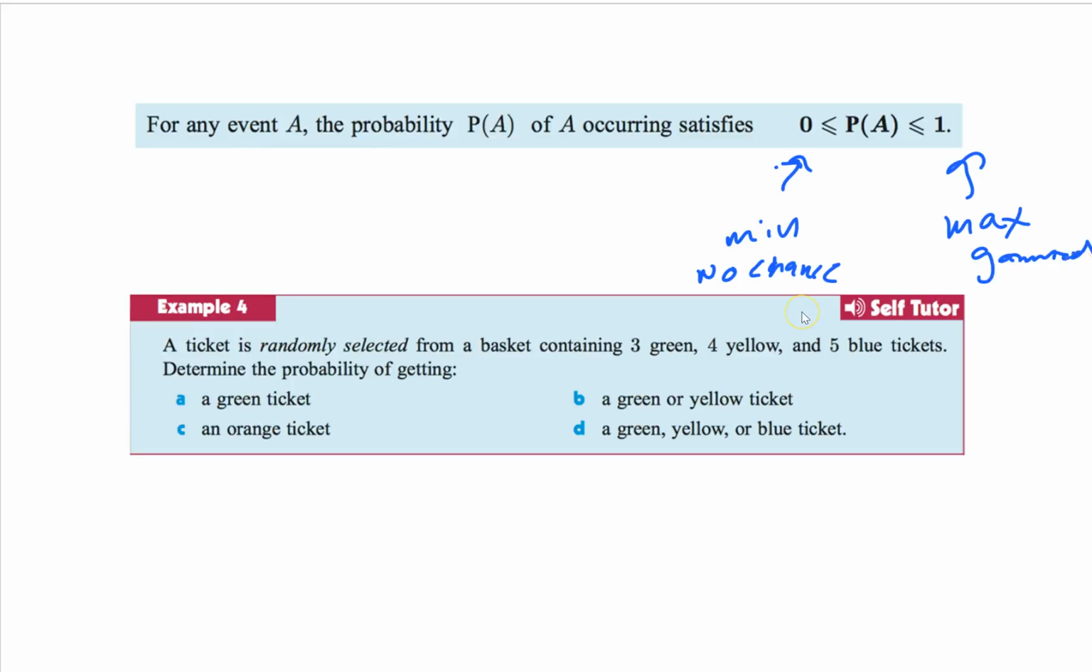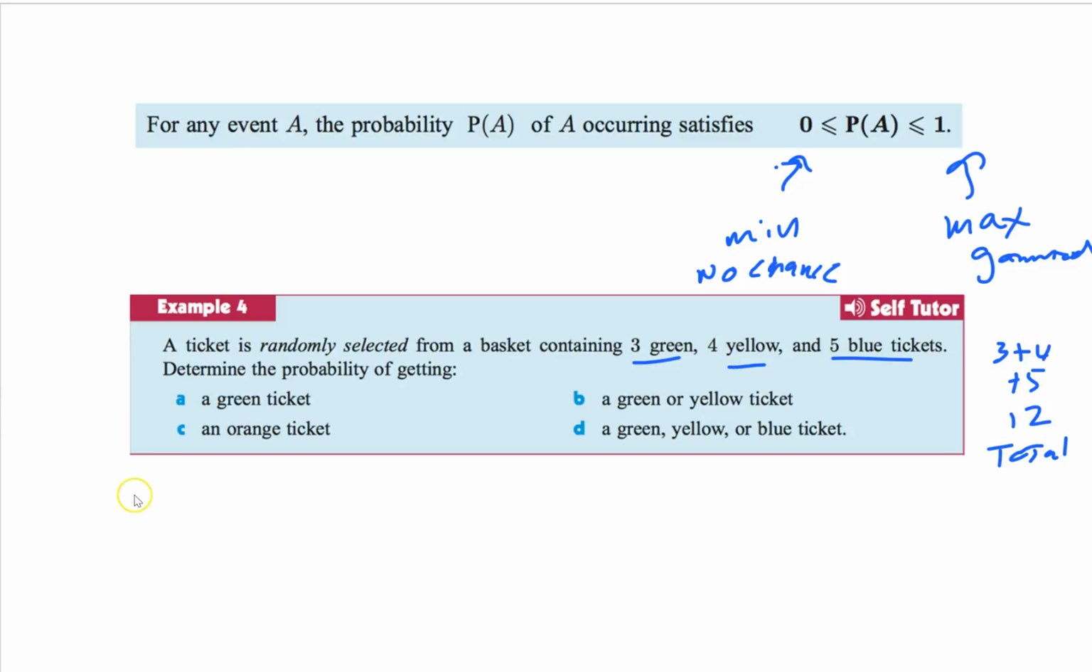So let's look at a quick example just to illustrate that point. A ticket is randomly selected from a basket containing 3 green, 4 yellow, and 5 blue tickets. So this real quick math right there: 3 plus 4 plus 5. So I get 12 total tickets. Right? I'm going to need that for the 1 over total.